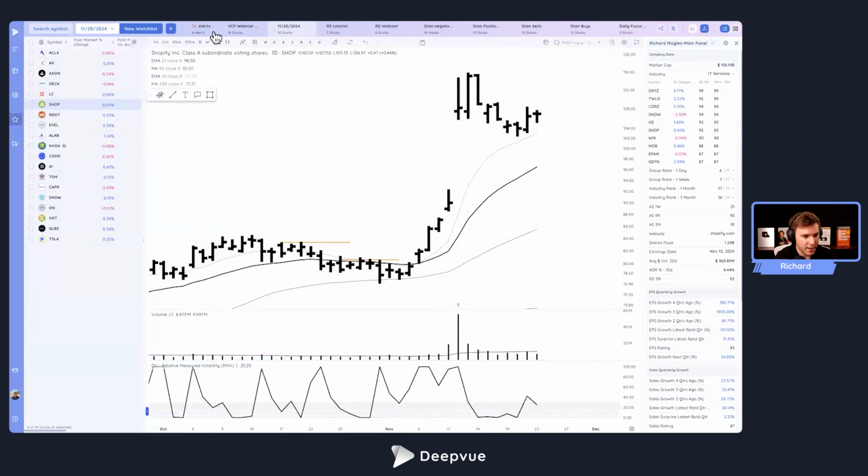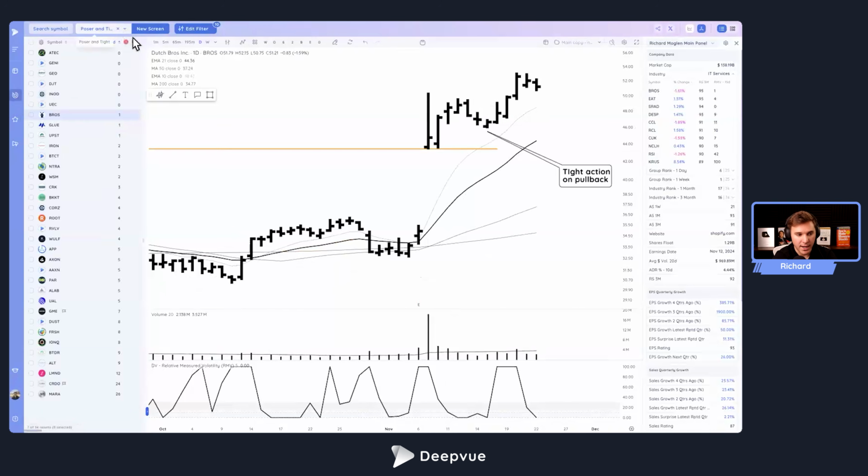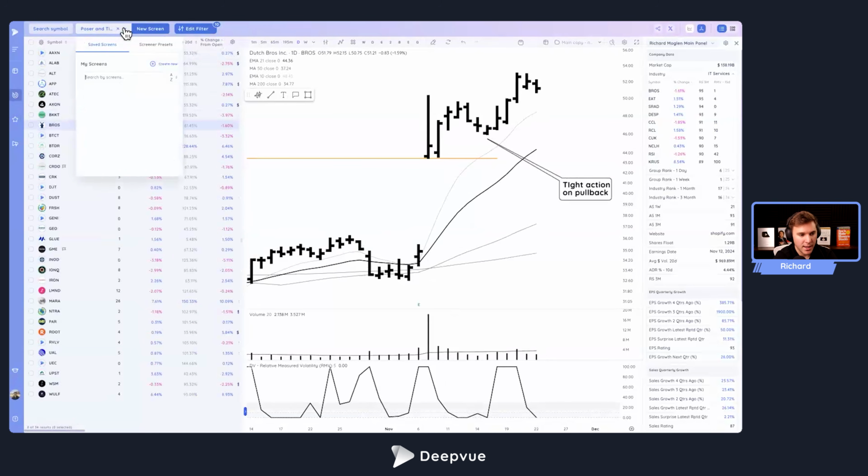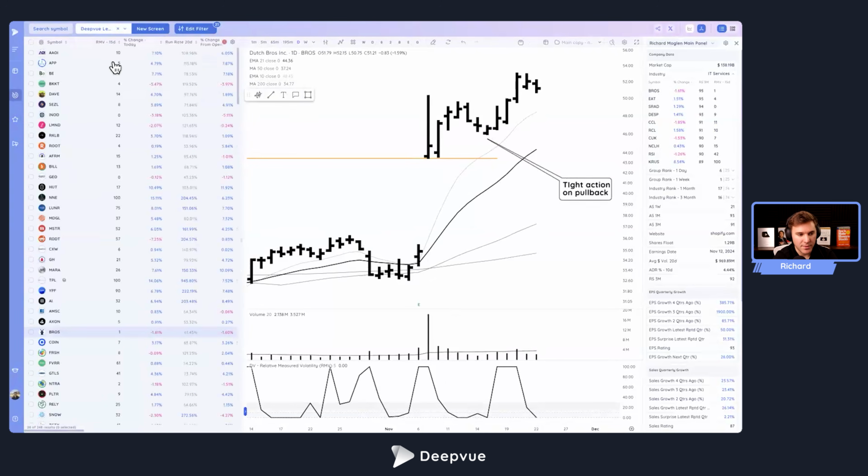So let's go ahead and show the screens. So first, the thing that I do when I do my routines, I'll clear sorting by clicking that icon right here, is I go over to screener presets, Deepvue Leaders, and then this looks for basically the top stocks in the market. These are the top names in terms of momentum, growth, fundamentals, all of that comes into play. If you only use one screen, this can be it.